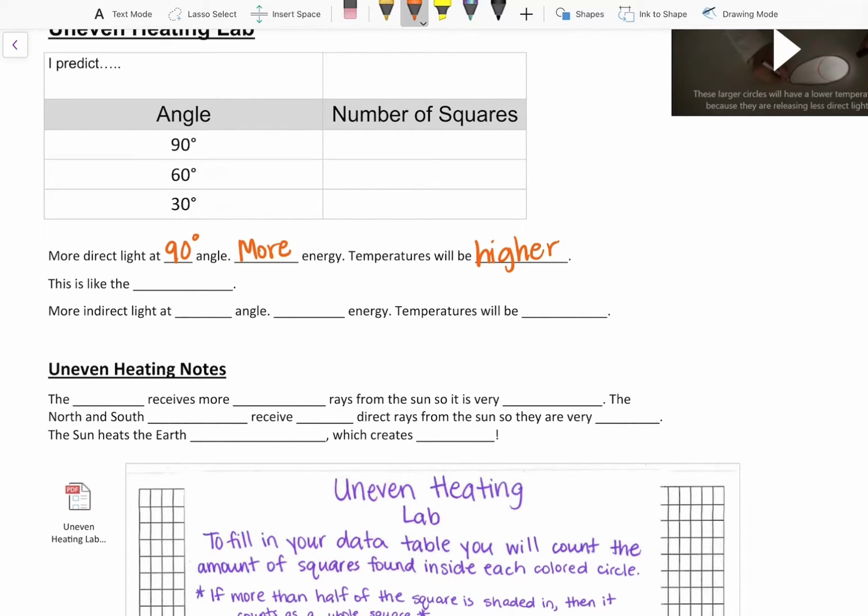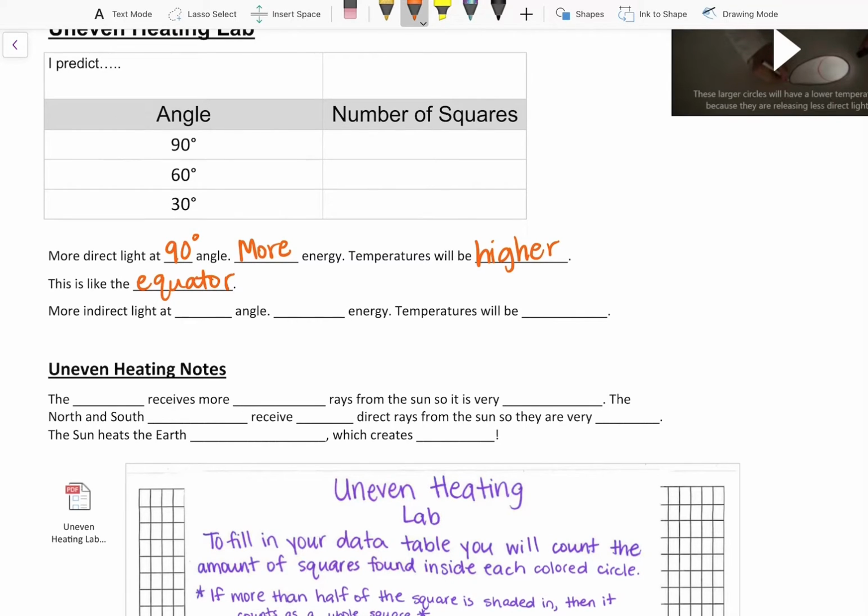This is like the equator. And so at the equator, you have this direct light year-round, and so that's why at that location, it is always going to be warm every day of the year as long as it continues to shine the way it does.